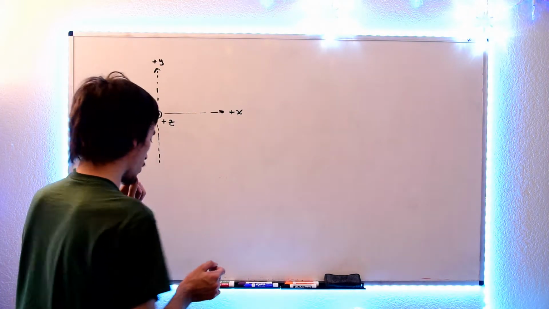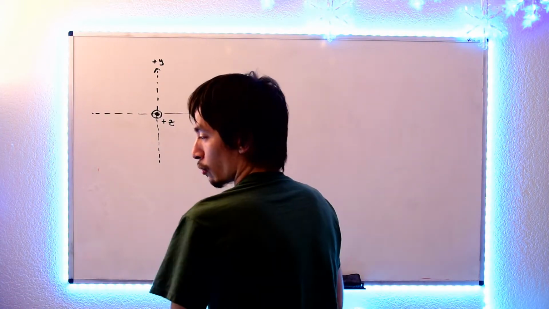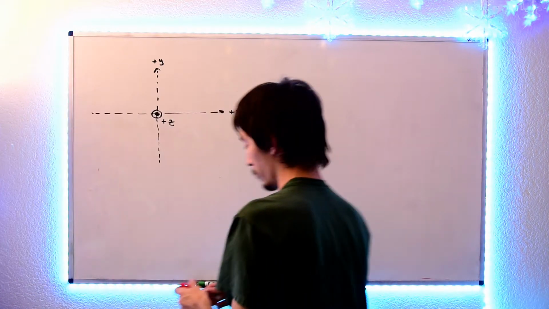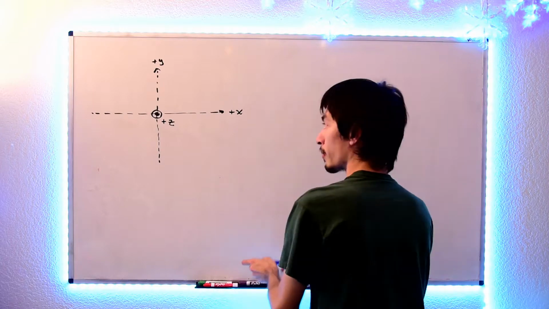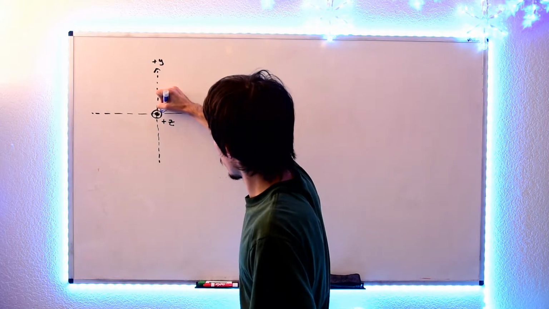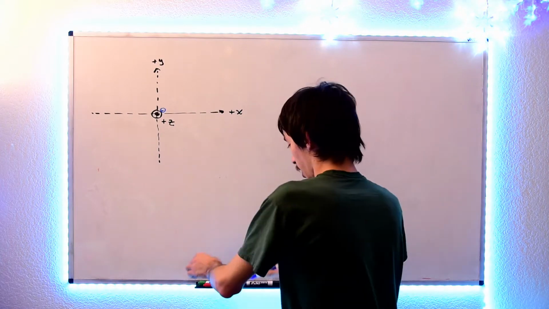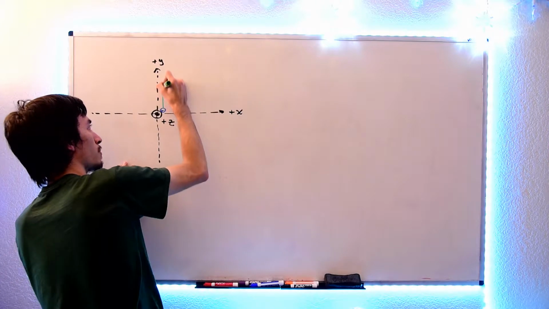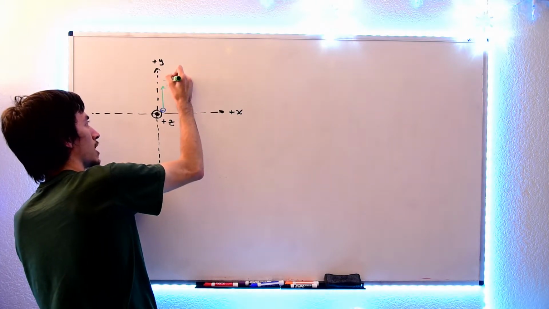Now in this problem, we have that the electron is moving in the positive y direction. So I'm going to draw an electron here, and I'm going to draw its velocity upward in this diagram, positive y. So let's label that the velocity v.